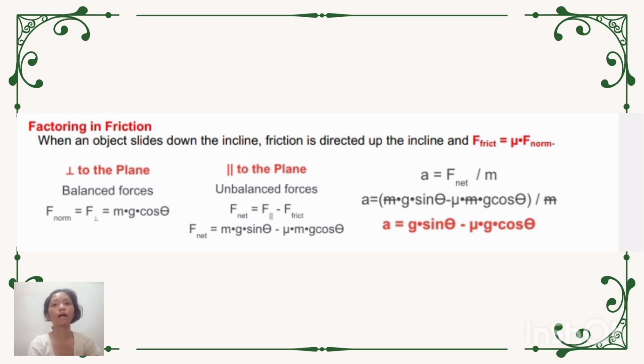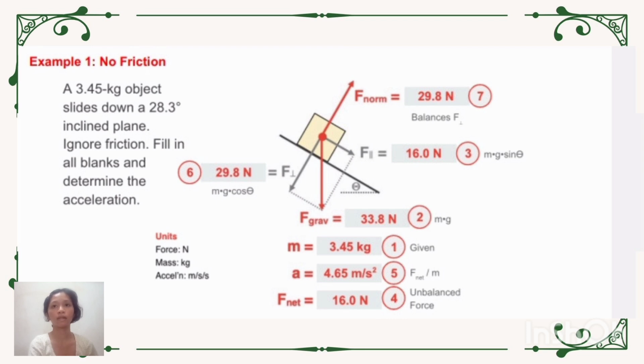So now we have an example. Let us read it. A 3.45 kg object slides down a 28.3 degree inclined plane. Ignore friction. So this is the simplest case. Fill in all the blanks and determine the acceleration.